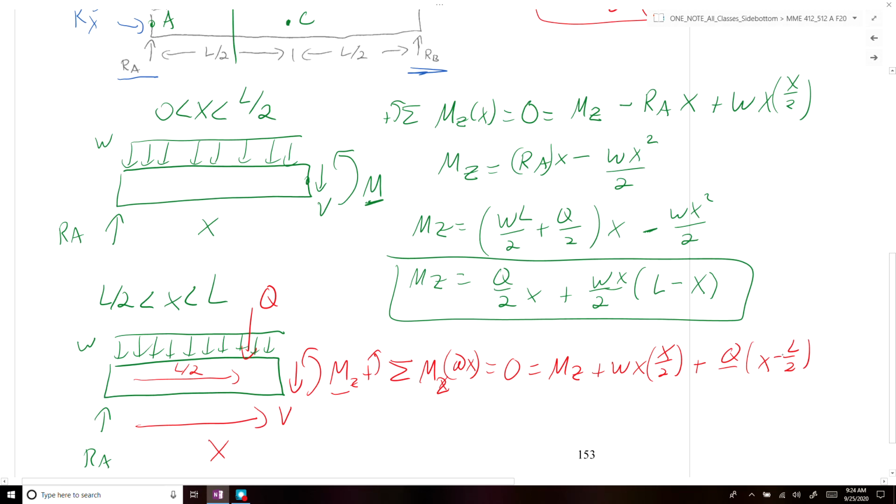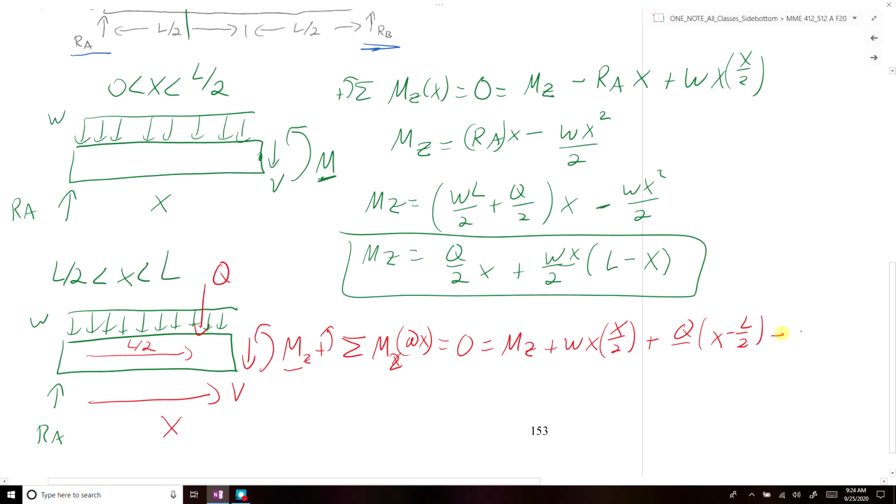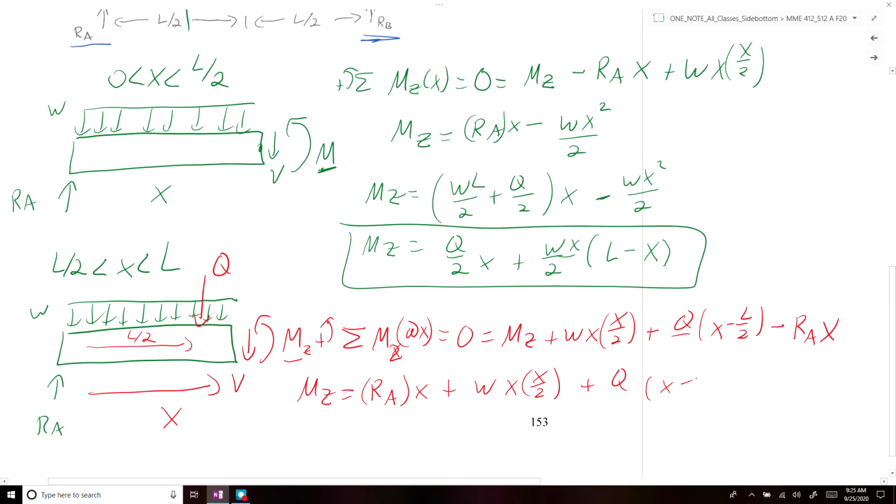Alright, and then we'll have a negative moment due to the reaction at A. If we plug all this in, we'll end up getting that Mz is going to be equal to Ra times x plus wx times x over 2 plus q times x minus L over 2. So this is the same equation except for the additional q component, so we can simplify it down.